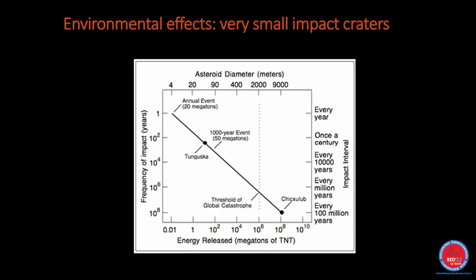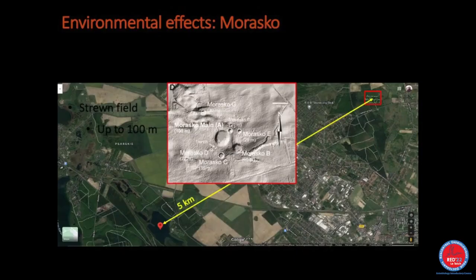So what about the craters that are the most often forming on Earth? This is actually my favorite topic of study, craters which are formed once every century, once every couple of thousands of years, very often, geologically speaking. So, for example, here you have the only Polish example of an impact crater, called Morasko. It's located in central Poland.